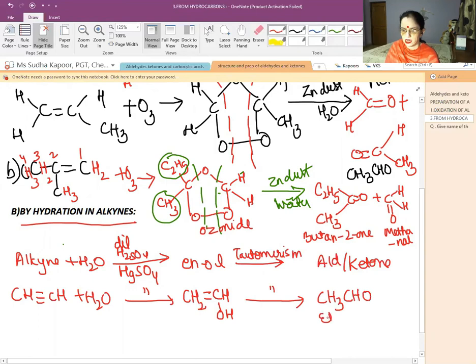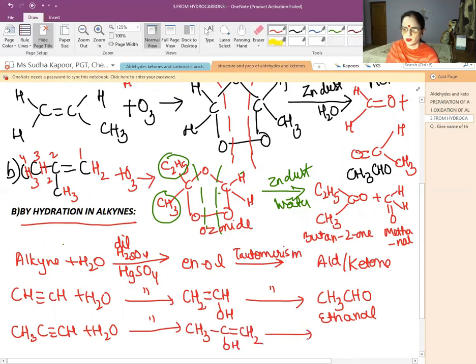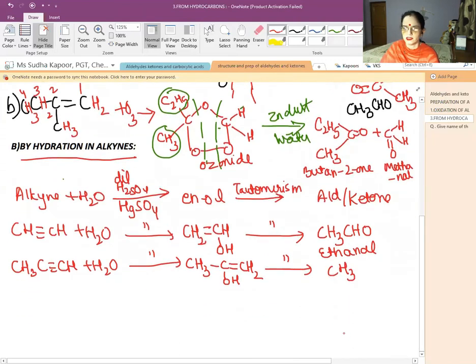What is it? Ethanal. And then if we are doing the same reaction on propyne, CH3, C triple bond CH, adding water in the same condition, first of all it will be forming CH3, C(OH) double bond CH2, that will again undergo tautomerism, giving rise to CH3, CO, and then CH3. Okay, it is propanone.